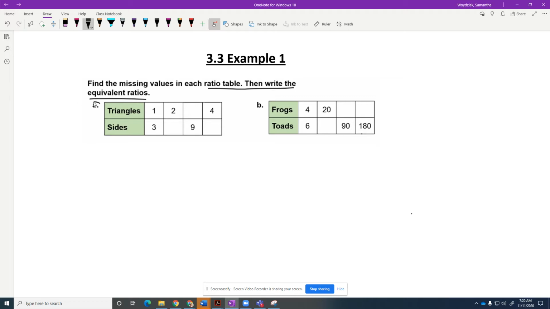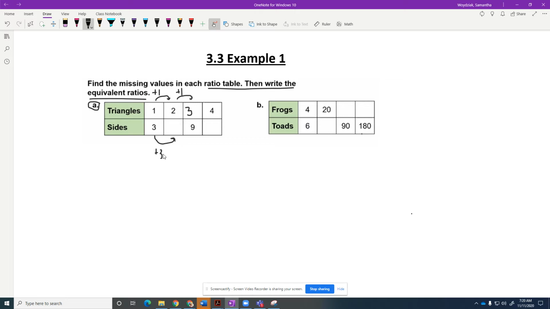So let's take a look at problem A, and we can see that for every one triangle, there are 3 sides. Okay, so that means for every 2 triangles, we need to figure out how many sides there will be. Well, we're going to use repeated addition on this one. So we did 1 plus 1 to get to 2. So we're going to do 2 plus 1 to get to 3.